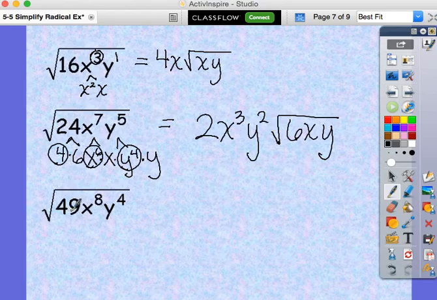Now, really, since we've got even exponents and we can take the square root of 49, we can just write the answer. We don't have to break this up. 7, x to the 4th, and then y to the 2nd. There you go. Very good.